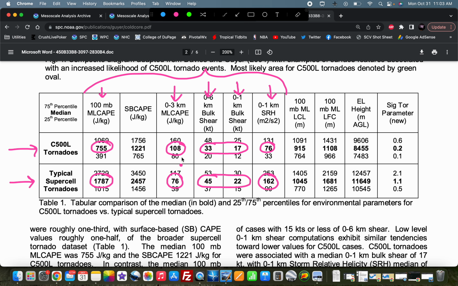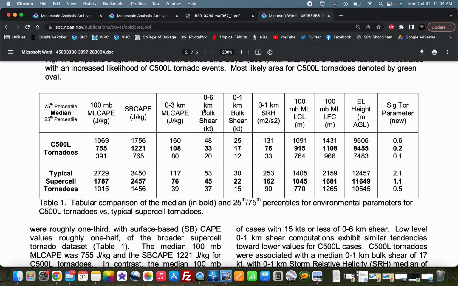But because that 3 CAPE is often much, much stronger, that low-level instability really helps to stretch whatever low-level shear, whatever low-level spin there is, into the vertical to help produce tornadic supercells. All right, let's go ahead and look at some examples there.